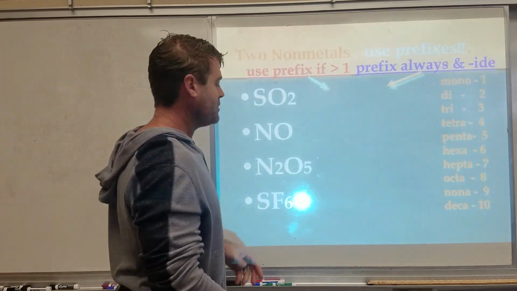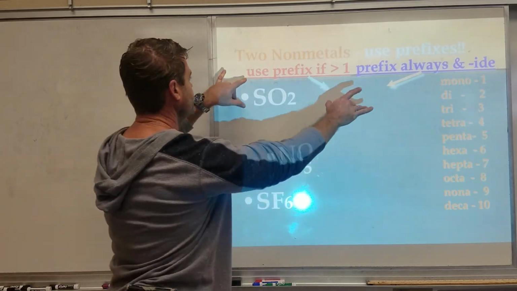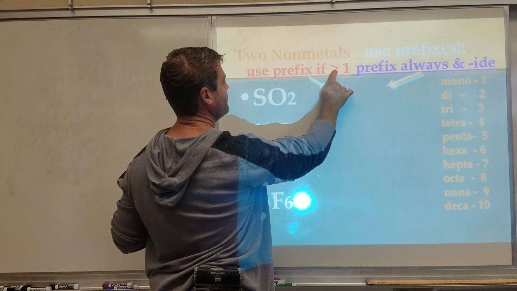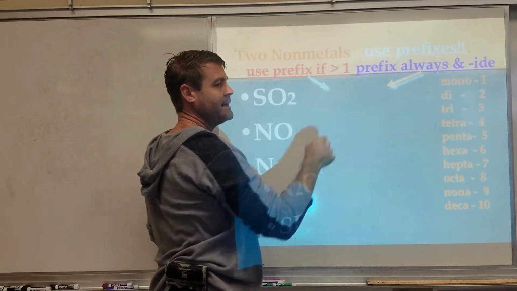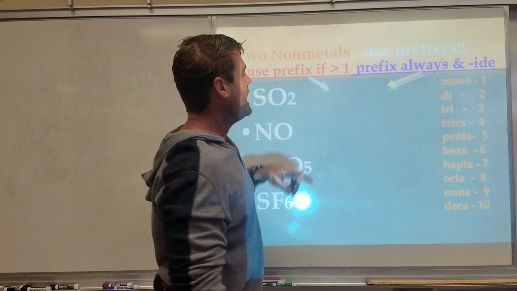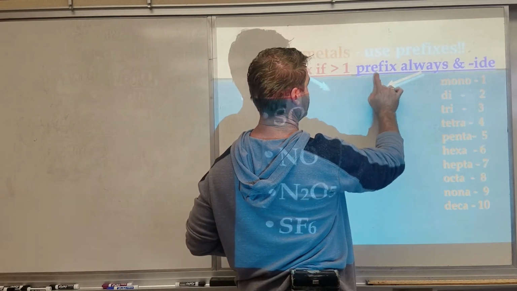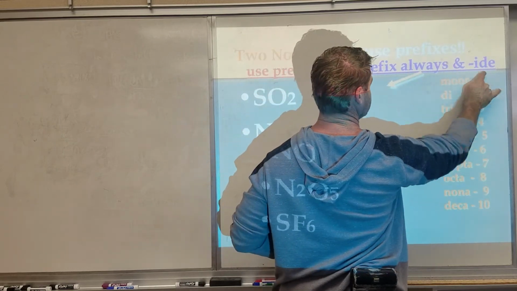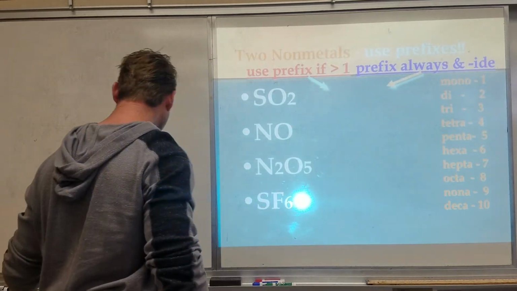Okay. So here are the rules, guys. So put this down. So the rule is on the first nonmetal, you use the prefix if, and you guys know if you have an arrow pointing to the right, that means more than. If you have more than one, you use a prefix here. And then on the second nonmetal, you always use the prefix regardless, and you change the end to ide. Okay, that's the rules, guys.